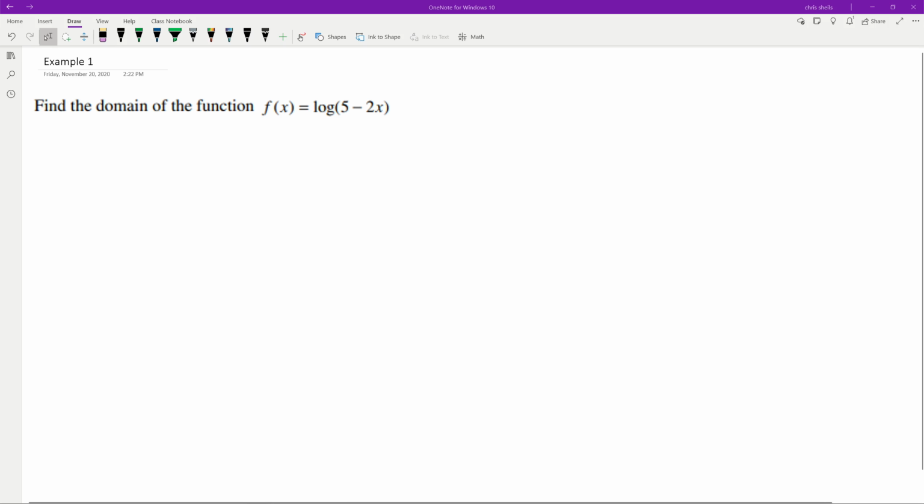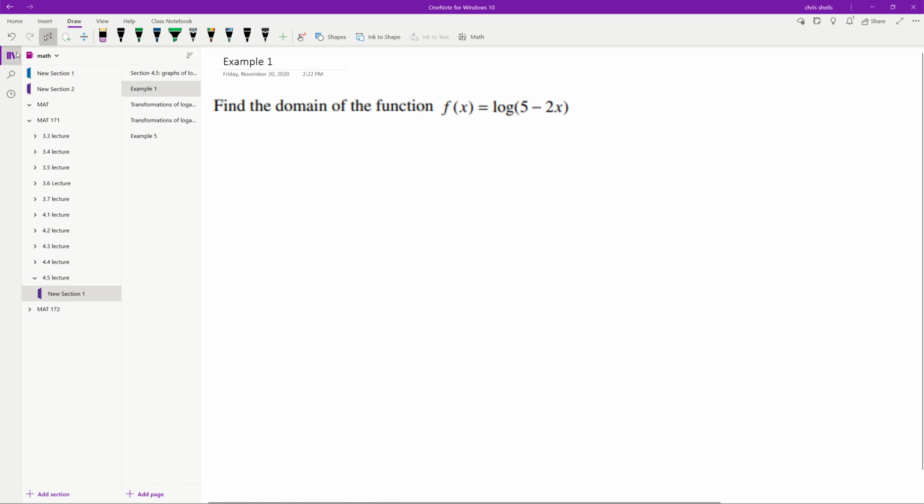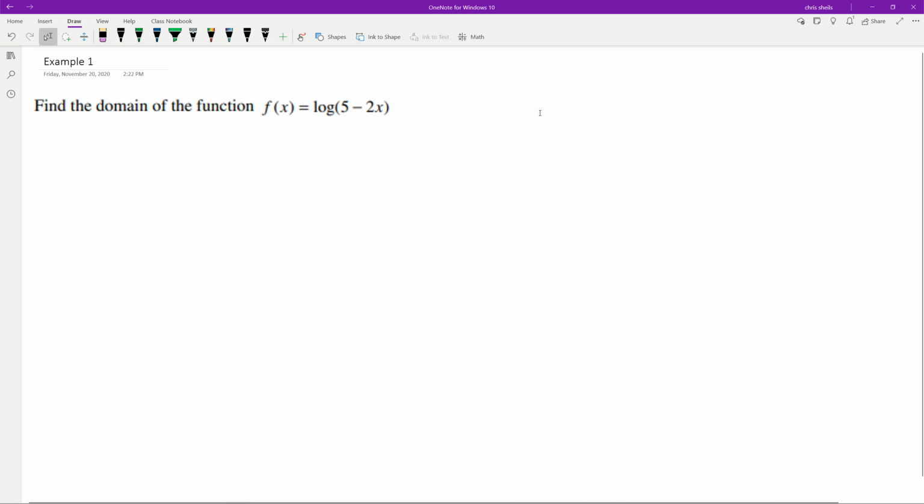All right, before continuing on with transformation stuff, let's look at an example here. Let's find the domain of the function f of x equals log of 5 minus 2x. Now recall that the input of a logarithm has to be greater than 0. This means that 5 minus 2x has to be greater than 0.